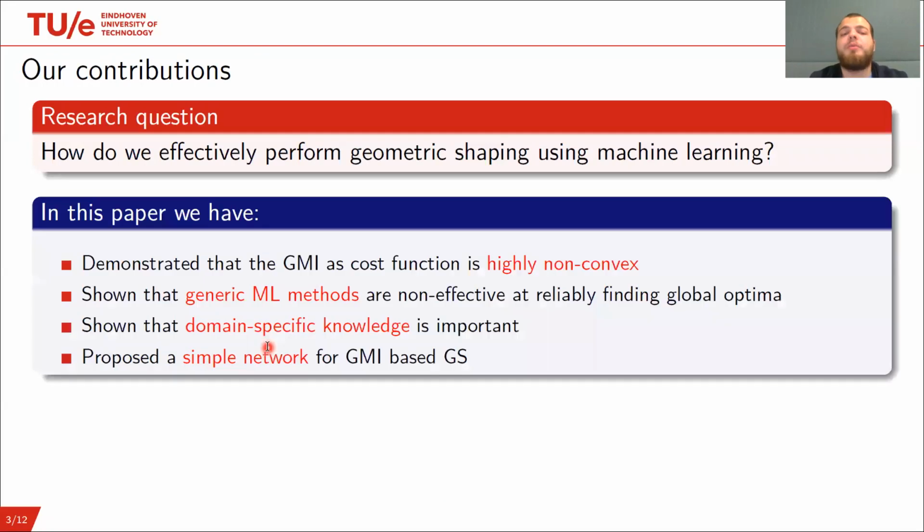And in our paper, we contributed in several ways. First of all, we show that the GMI as a cost function is highly non-convex. We also show that generic machine learning methods are not effective at reliably finding global optima. We also show that domain-specific knowledge is very important for the optimization. And finally, we propose a simple network for GMI-based geometrical shaping.